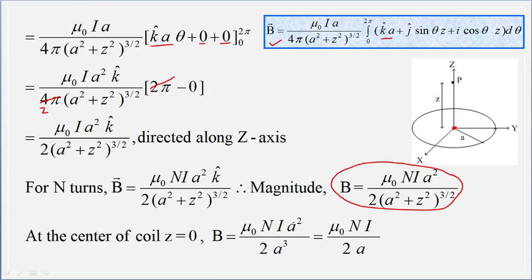A square and A square cancel, the 2 stays, and we are left with mu naught n I divided by 2A. That is the magnetic field at the center of the coil. Okay, so now this is the formula. Actually, we require it. Very simple.